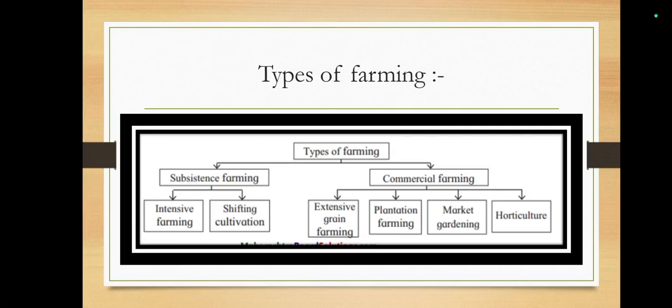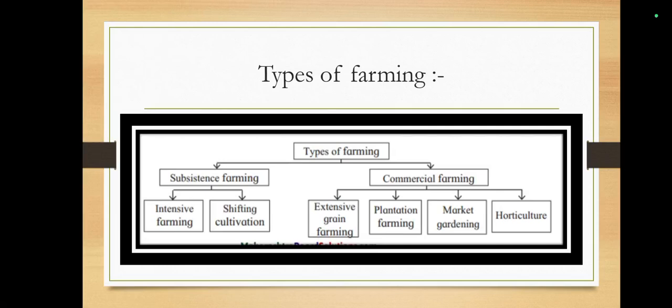In this type of farming, mostly animate energy is used. Besides the cereals, vegetables are also grown to some extent. Second under subsistence farming is shifting cultivation. Shifting cultivation is a primitive type of cultivation. This type of cultivation is practiced in the tropics in densely forested areas or hilly tracts.